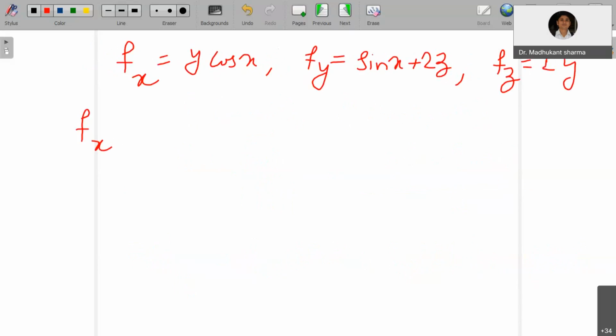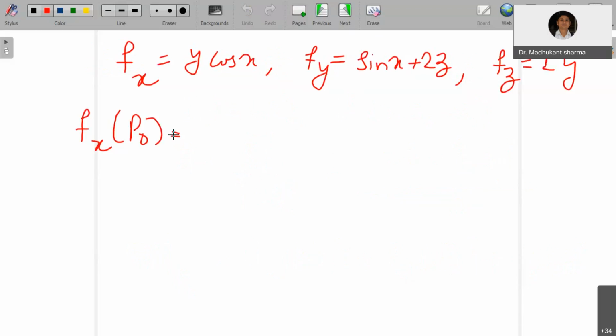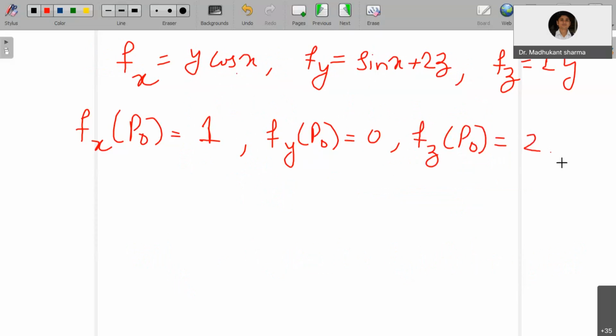Now fx at P naught, what is P naught? P naught is (0, 1, 0), so x is 0, y is 1, and z is 0. So x is 0, cos 0 is 1, y is 1, so fx at P naught is 1. Fy at P naught: sin 0 is 0, 2 times 0 is also 0, so it is 0. Fz at P naught is going to be 2. So grad f at P naught is equal to i plus 2k. There is no component for j.